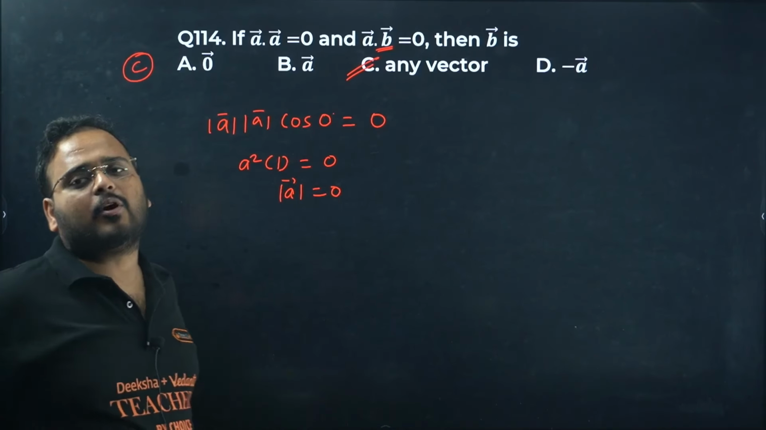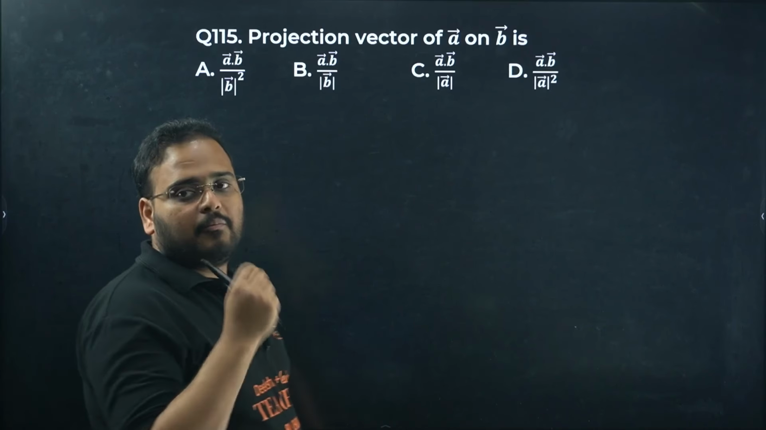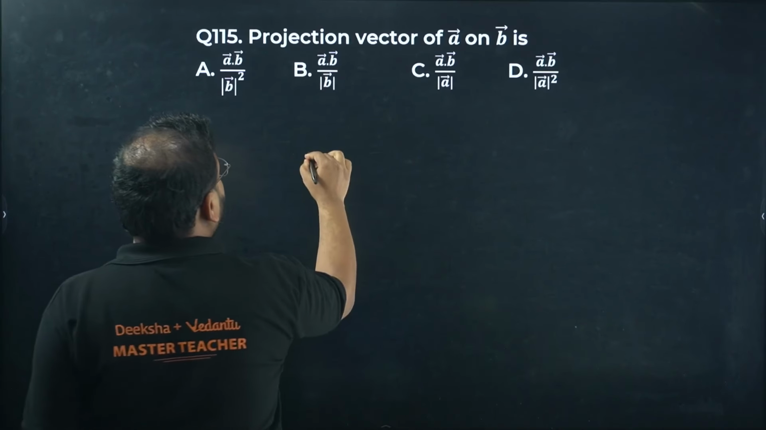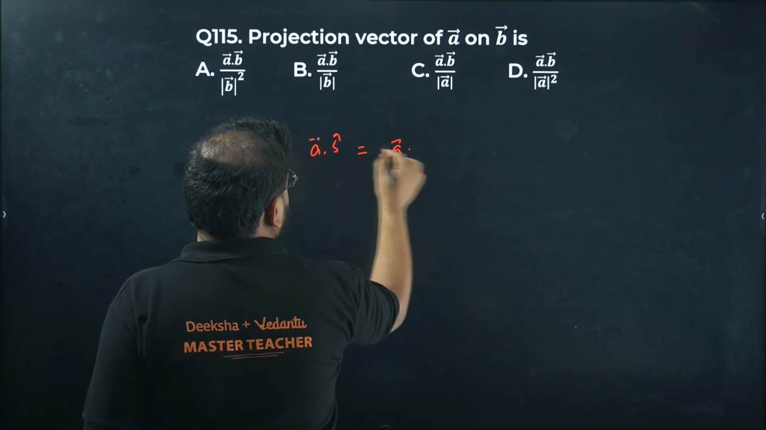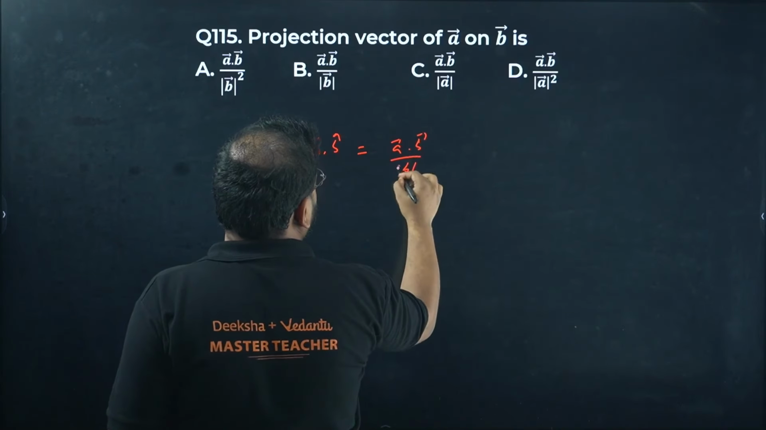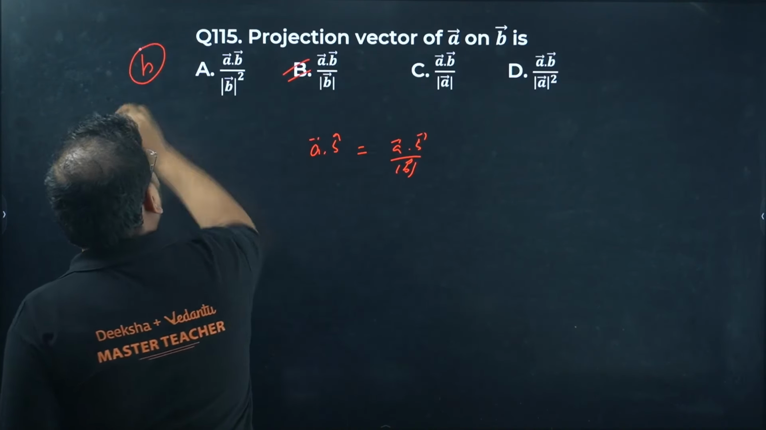Modulus of the vector A is 0, then B can be any vector. The multiplication will be what? Dot product will be always 0. 115. Projection vector of A on B is given by A dot B cap. So A dot vector B upon mod of B.